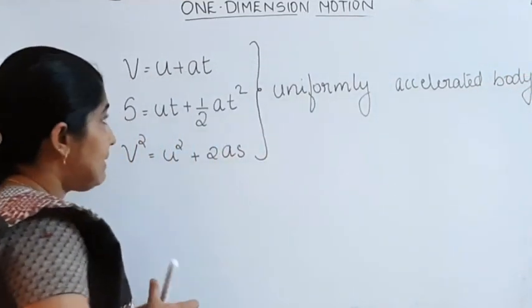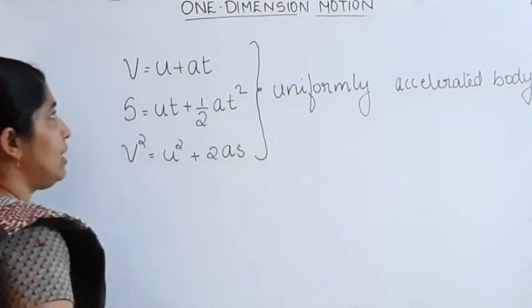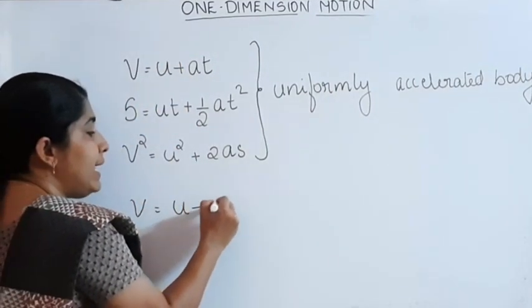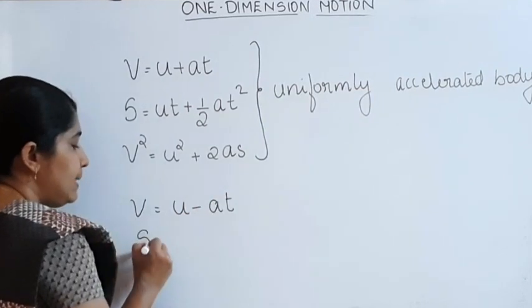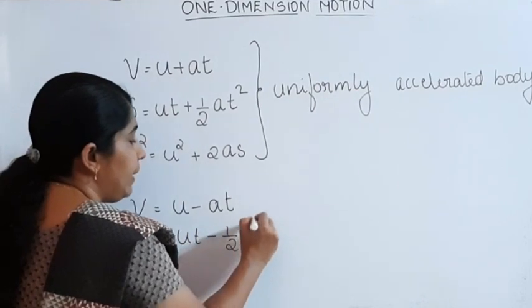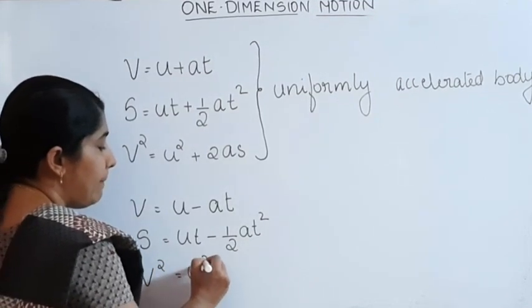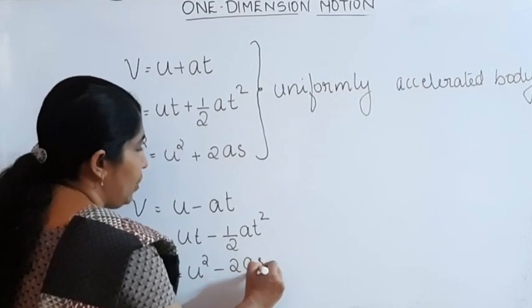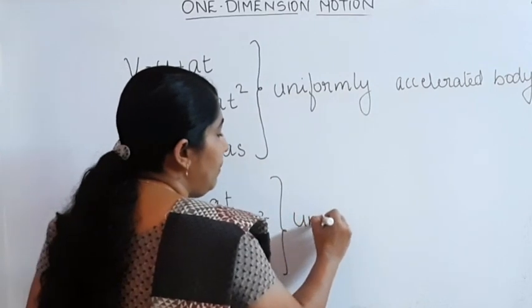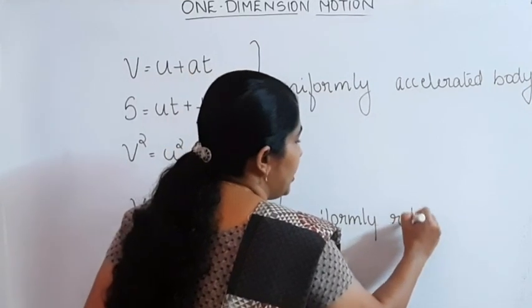In the case of decelerated or retarded motion, uniform retardation or uniformly decelerated motion, these equations of motion are V is equal to U minus AT, S is equal to UT minus half AT square, and V square equal to U square minus 2AS. These are the equations of motion in the case of uniformly retarded motion.